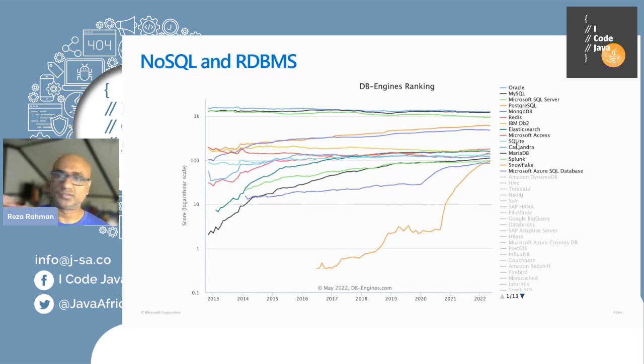Again, it's very much dominated by relational databases, right? The only NoSQL ones above the cut line here are things like Cassandra and MongoDB, and that's about it. The rest of it is all your traditional databases.